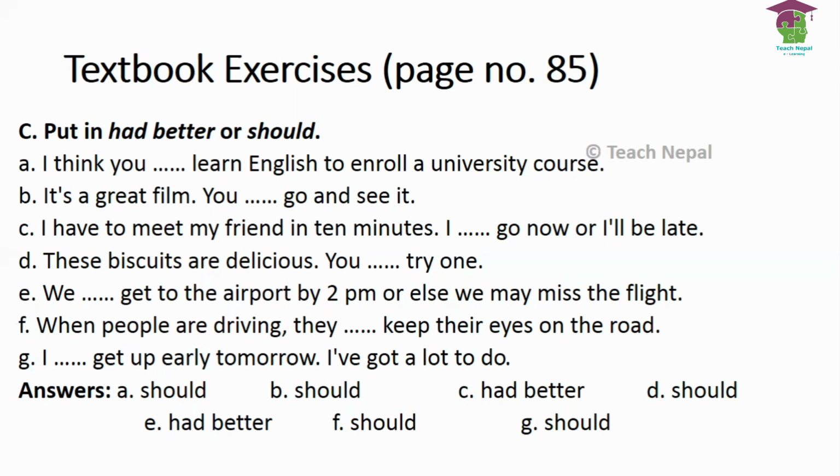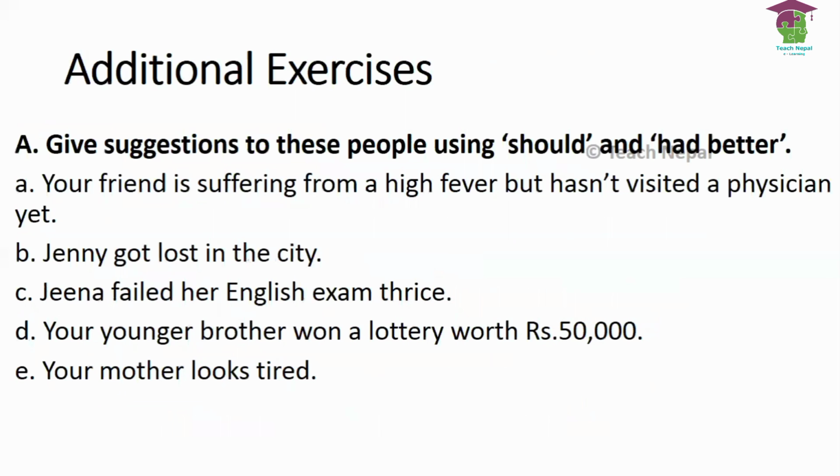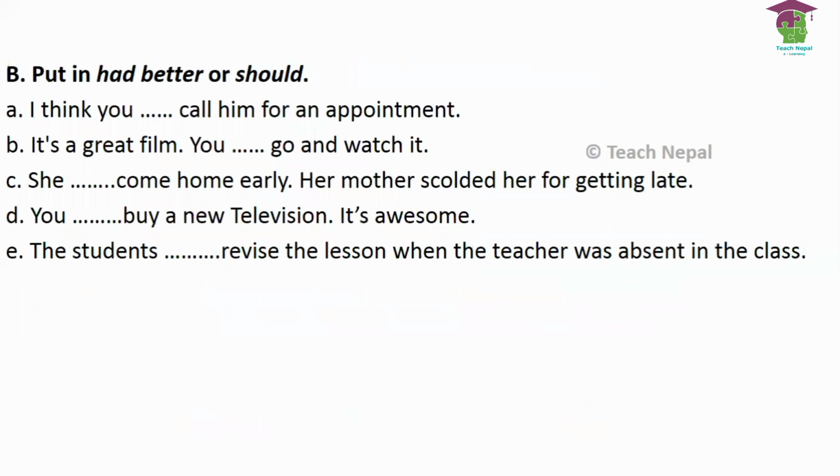Okay, so this is all about should and had better. Should, soft suggestion, general suggestion, advice. Had better, strong suggestion, you know, worry को लागि अथवा even threatening को लागि पनि use गर्न सकिन्छ, right?